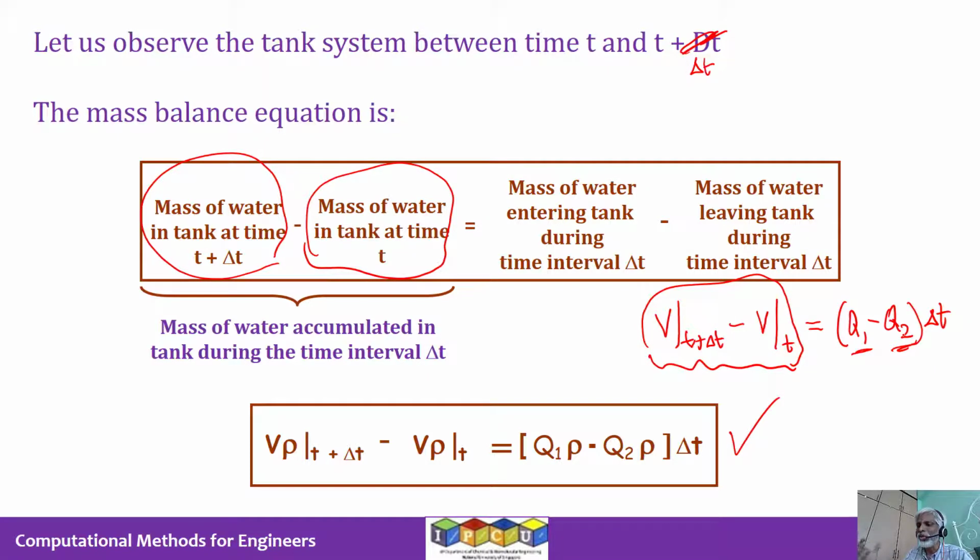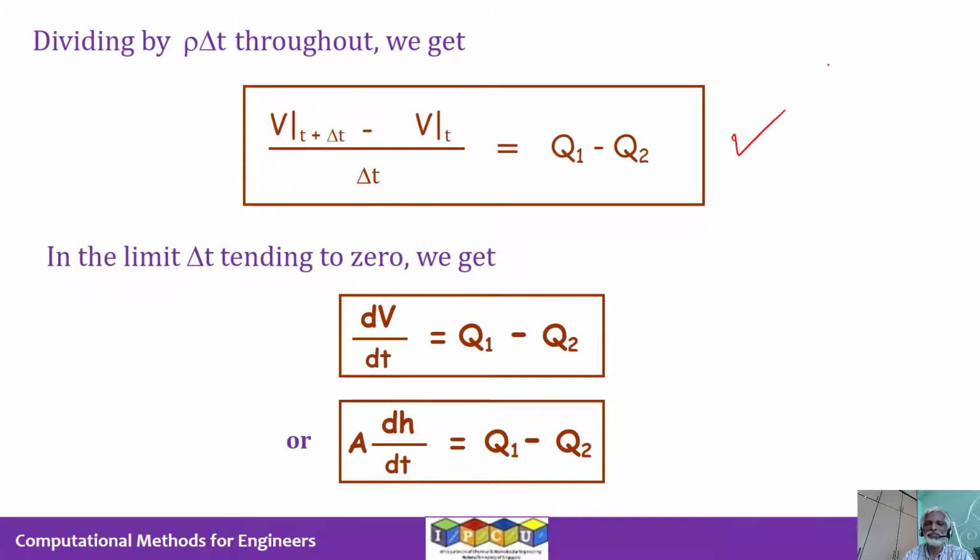If Q1 is equal to Q2, the right hand side will be 0. Therefore, the volume of water in the tank at time T plus delta T will be the same as the volume of water in the tank at time T. That means if your income and expenditure are equal, then the bank balance will not change. That is steady state. I hope you understand this statement. And then we can divide throughout by delta T and write V at T plus delta T minus V at T, divided by delta T, is equal to Q1 minus Q2. And that is what is written right here.